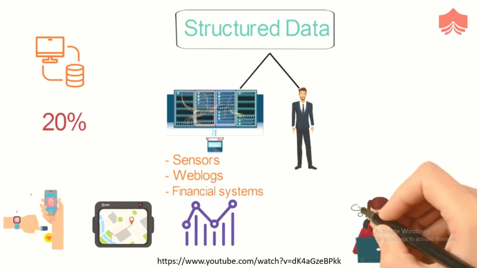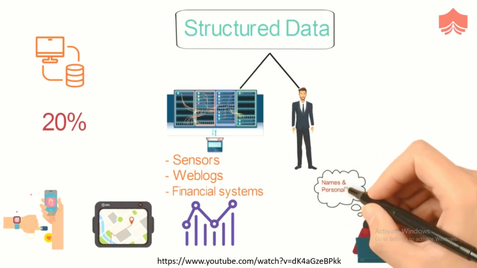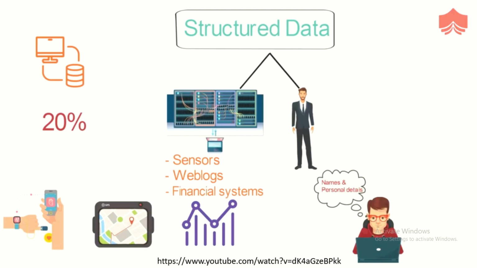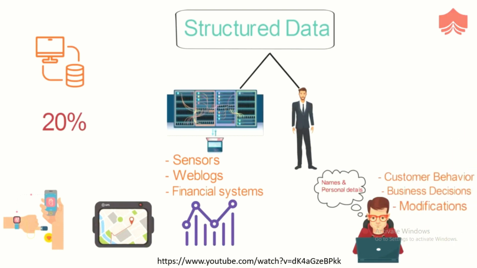Human-generated structured data mainly include all the data that humans input into computers, such as names and other personal details. When a person clicks a link on the internet or even makes a move in a game, data is created. This can be used by companies to figure out their customers' behavior and make the appropriate business decisions and modifications.